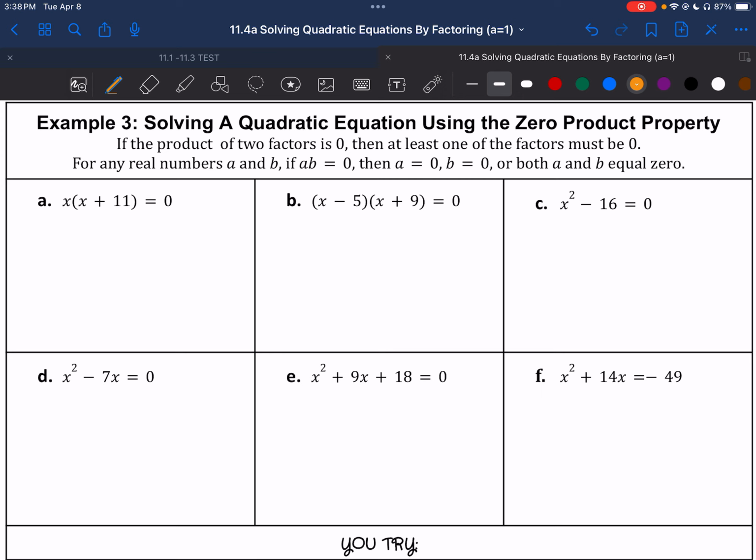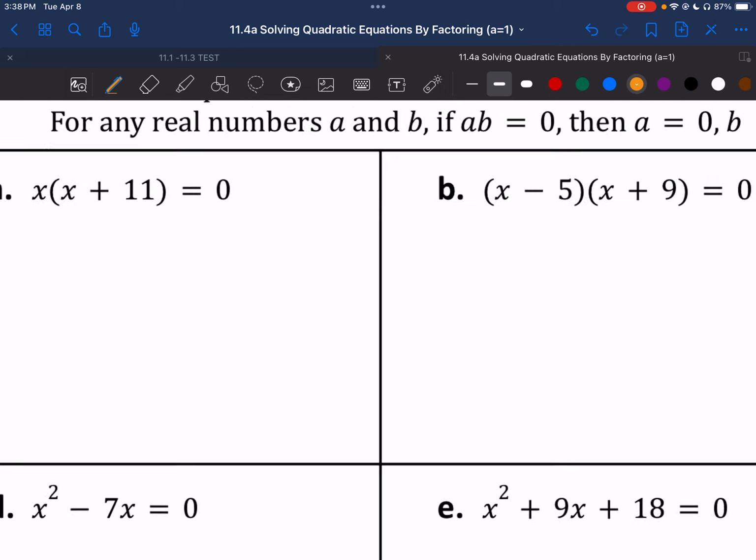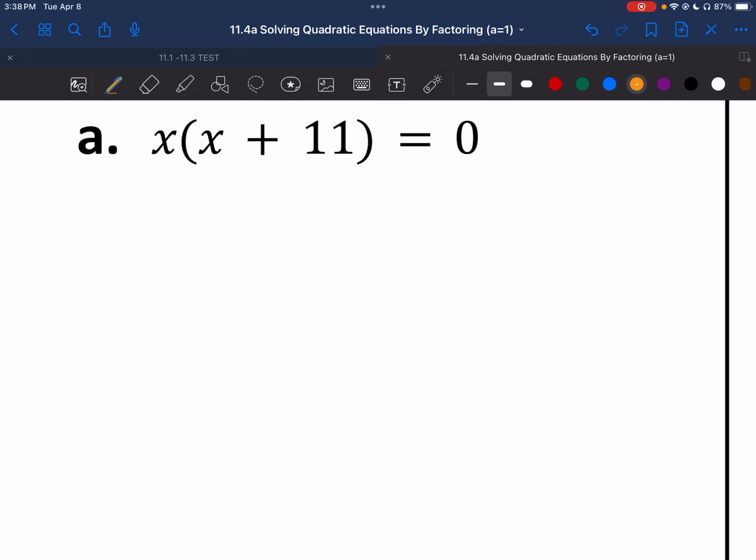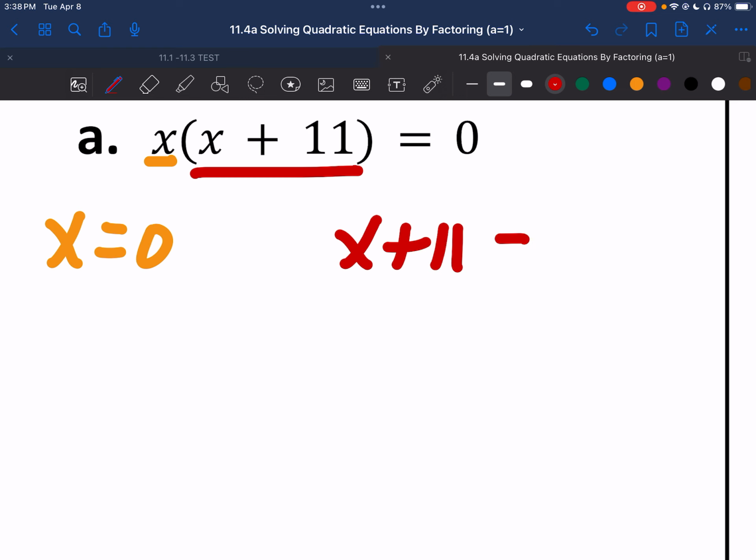So let's kind of work our way through this and see what we need to do here. So the first one, we're already factored, and it's x times x plus 11. So what you're going to do with the zero product property is you're going to take this first piece and set it equal to 0. You're going to take the second piece and set it equal to 0. And then you solve for your variable.